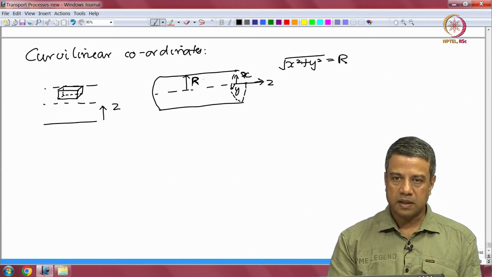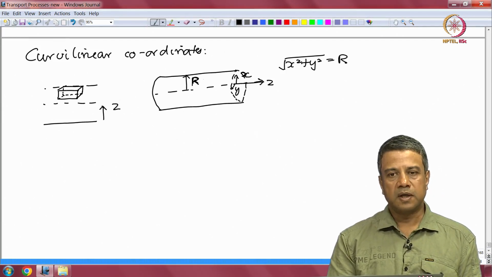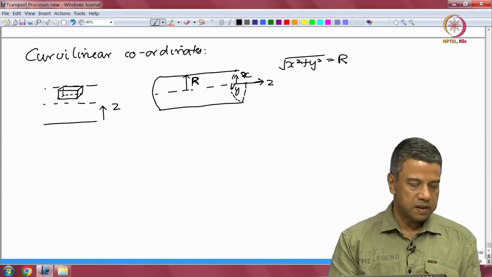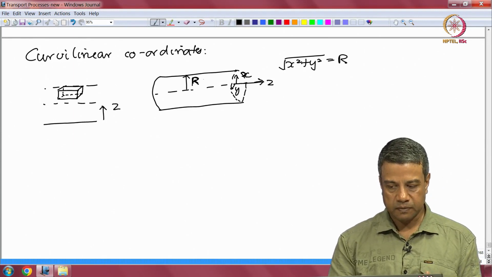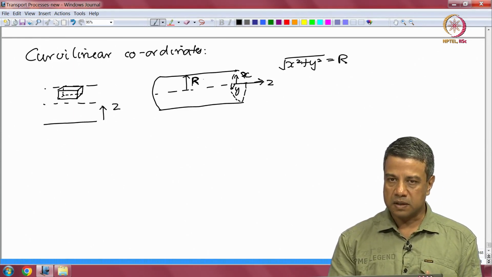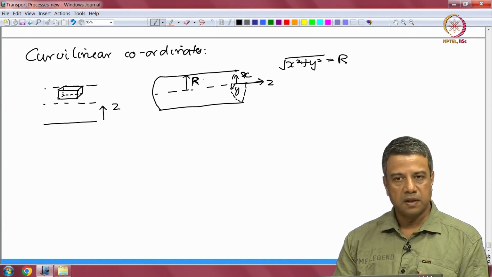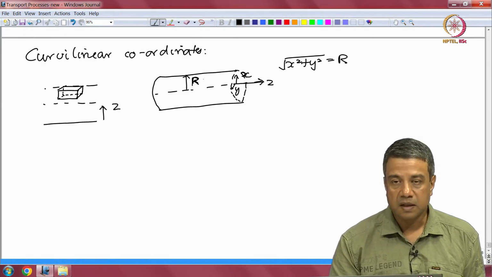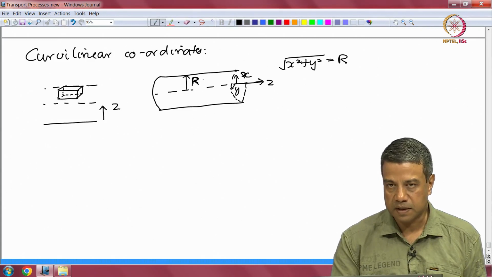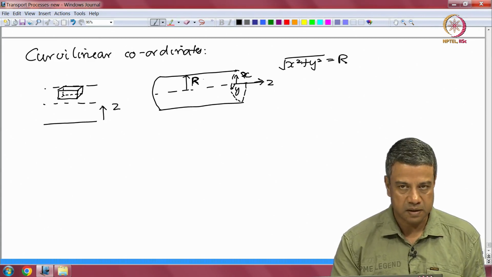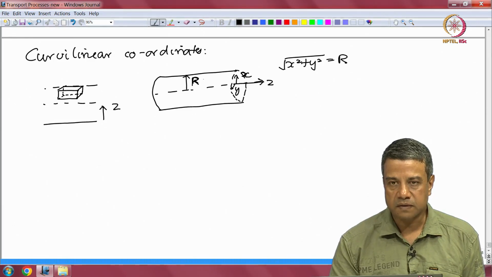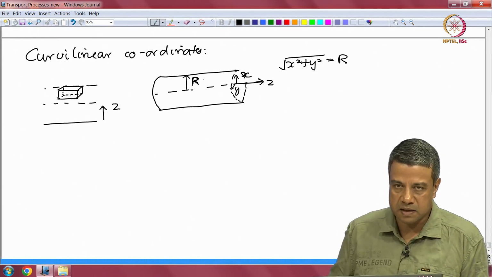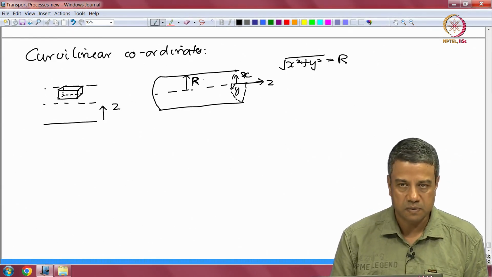Recall that when we had done unidirectional transport in Cartesian coordinates, we had imposed boundary conditions at a constant value of z. If we want to analyze this problem of transport in a cylinder or a pipe in a Cartesian coordinate system, the equation for the boundary is complicated: x square plus y square is equal to r square. The boundary is not a surface of constant coordinate, and therefore, it is difficult to apply boundary conditions at this boundary.